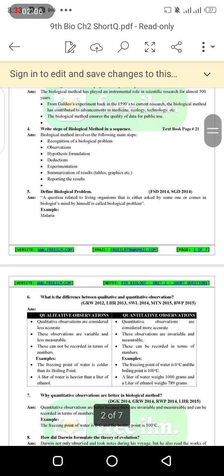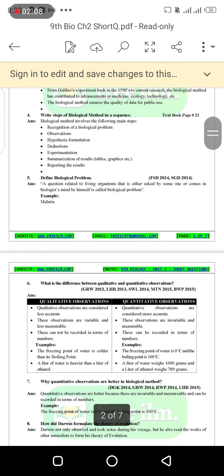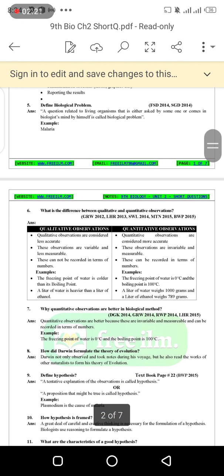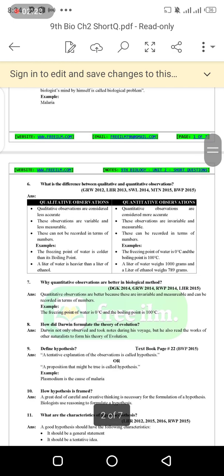Define biological problem. A question related to a living organism that is either asked by someone or comes into the biologist's mind by himself is called a biological problem. For example, malaria. What is the difference between qualitative and quantitative observation?